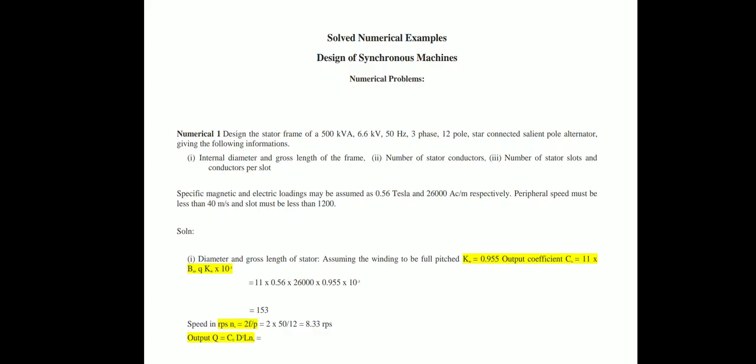Now speed in RPS, which is small ns, is equal to 2f upon p, 2 into 50 upon 12, which is equal to 8.33 RPS. Output, which is represented by capital Q, is equal to C0 d square L ns. From this formula we can write d square L is equal to Q upon C0 ns. Put all the numeric values given here.